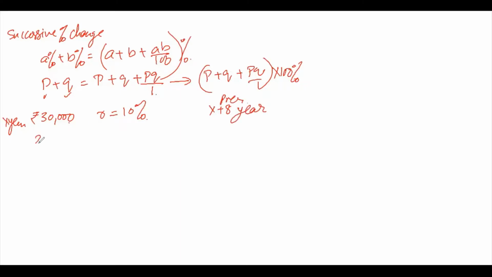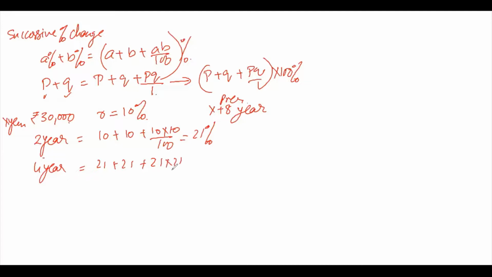So I'll say in 2 years, the man's salary will increase by 10 plus 10 plus 10 into 10 by 100, because it is a successive percentage change. So that gives you 21%. In 4 years, this becomes 21 plus 21 plus 21 into 21 by 100. That is 42 plus 4.41. I'm sure everyone understands 21 square is 441. So that is 46.41.